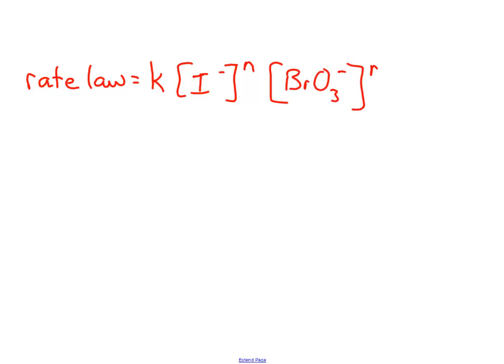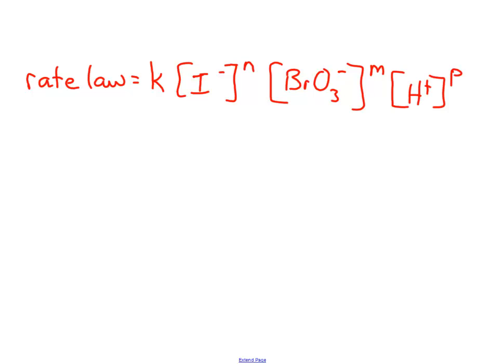Rate law. Well, what would it be? Start with K. Concentration of iodide ions first in your table, so we'll put it first here. Put it to the N order. Second on your table is bromate, so put it to the M order. Third on your table, hydrogen ion. We'll put it to the P order.